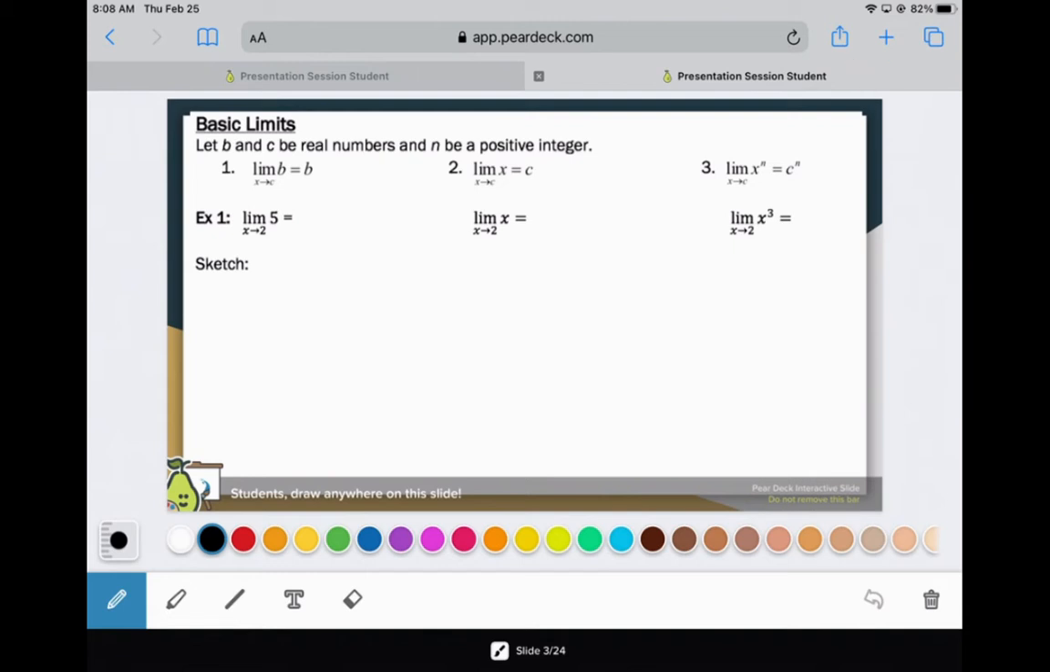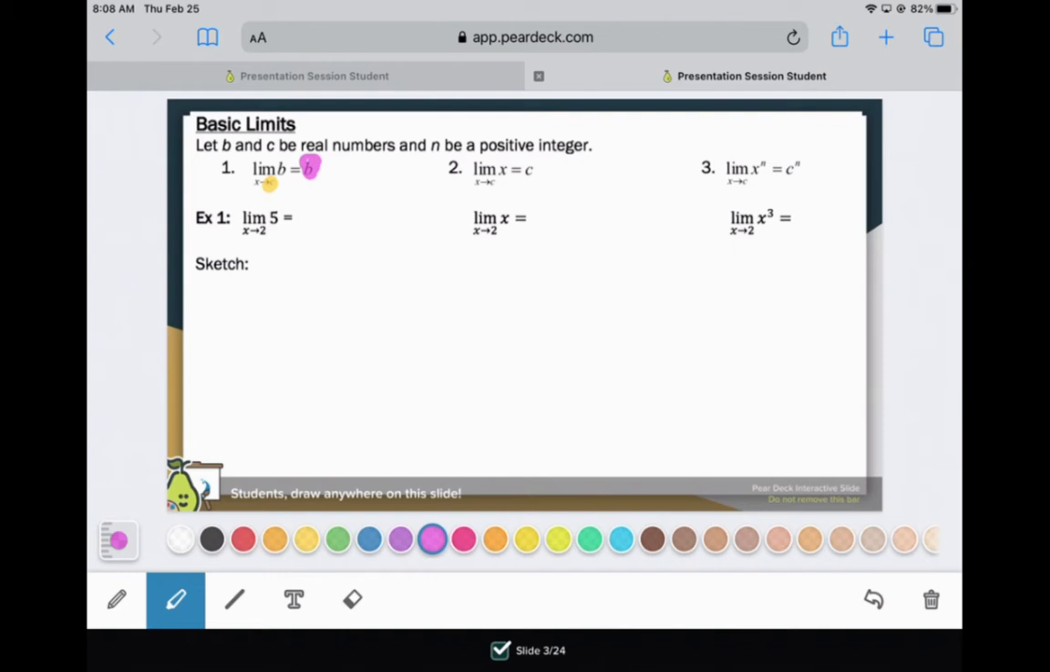Okay, so let's say B and C. What I mean by C is this value right here. Remember, that's the x value that you look at, when x is approaching 3, x approaching 1. Think about the bell ringer, the x values that we looked at. And then B is the limit that we look at.